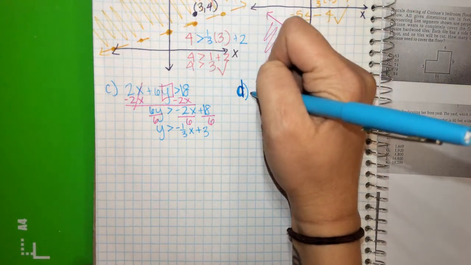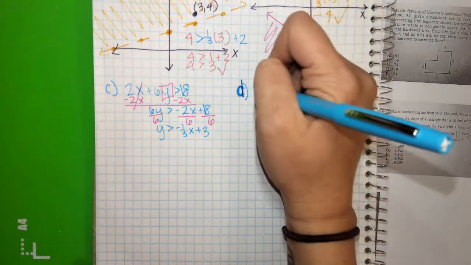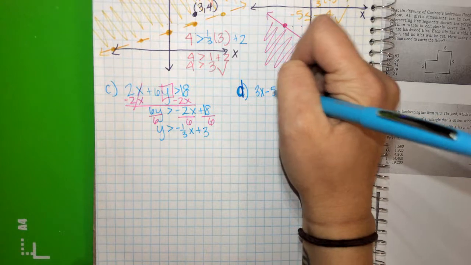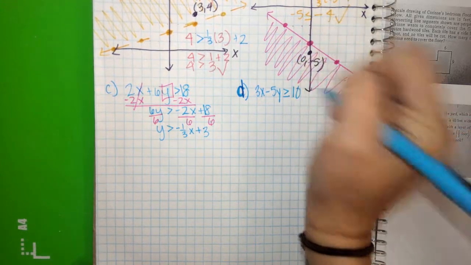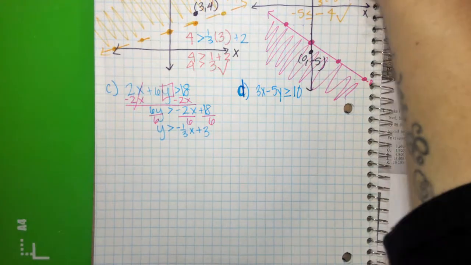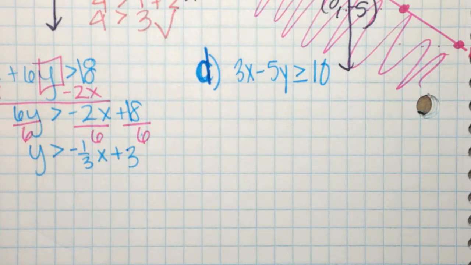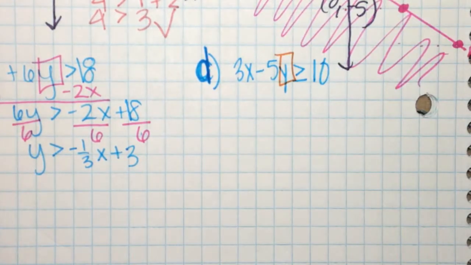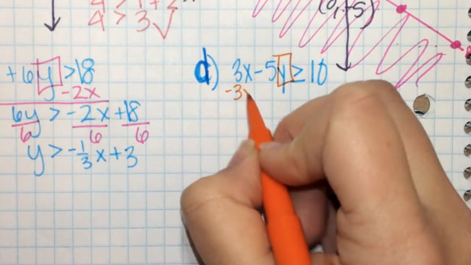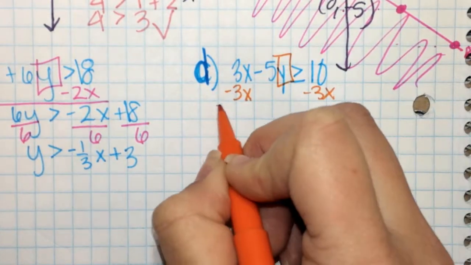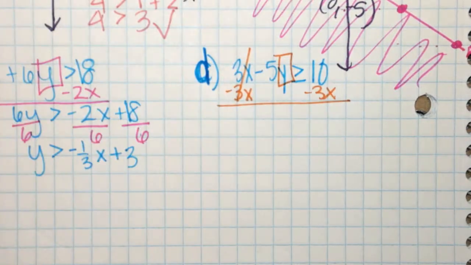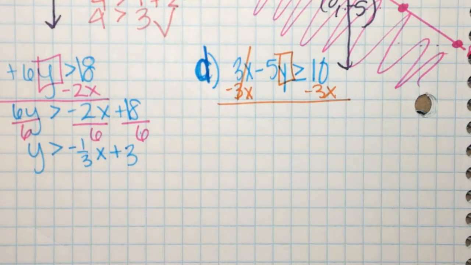So if I say 3x minus 5y is greater than or equal to 10. What do we need to do first? Is it in slope-intercept form? No. So what do we got to do? We got to solve for y. So what would we do to solve for y? First, you would subtract the 3x.